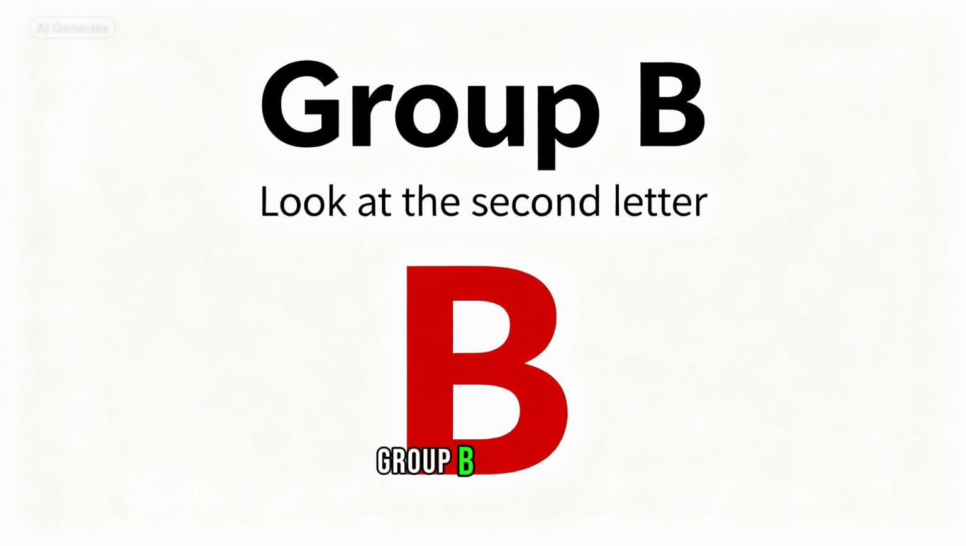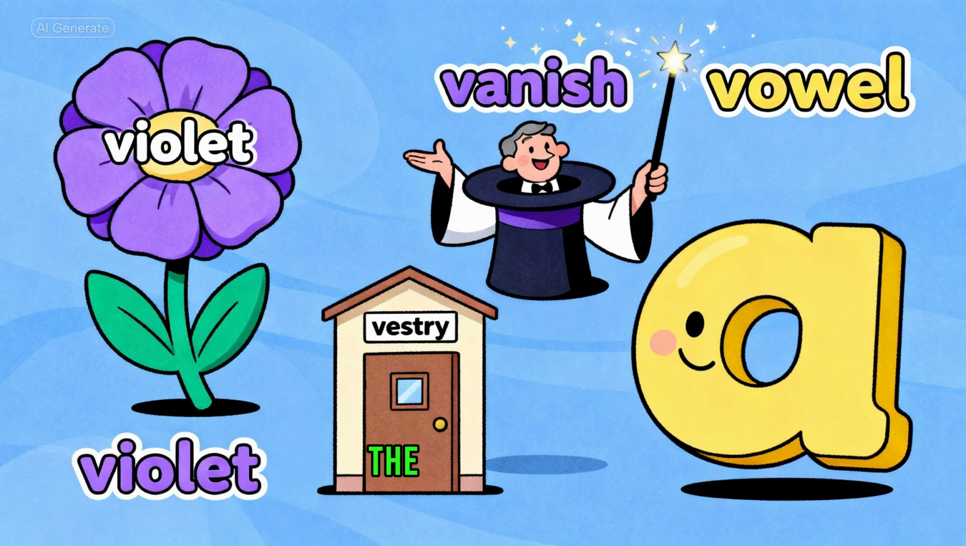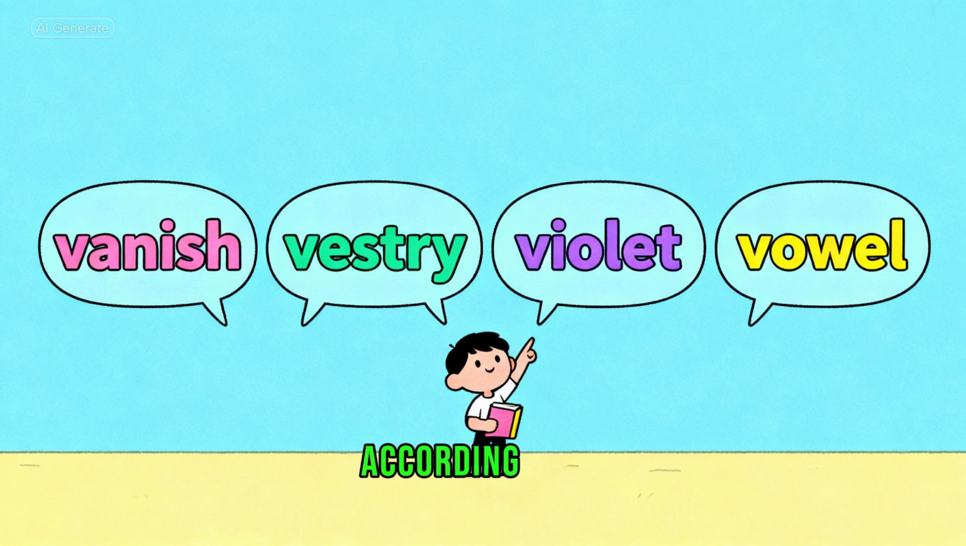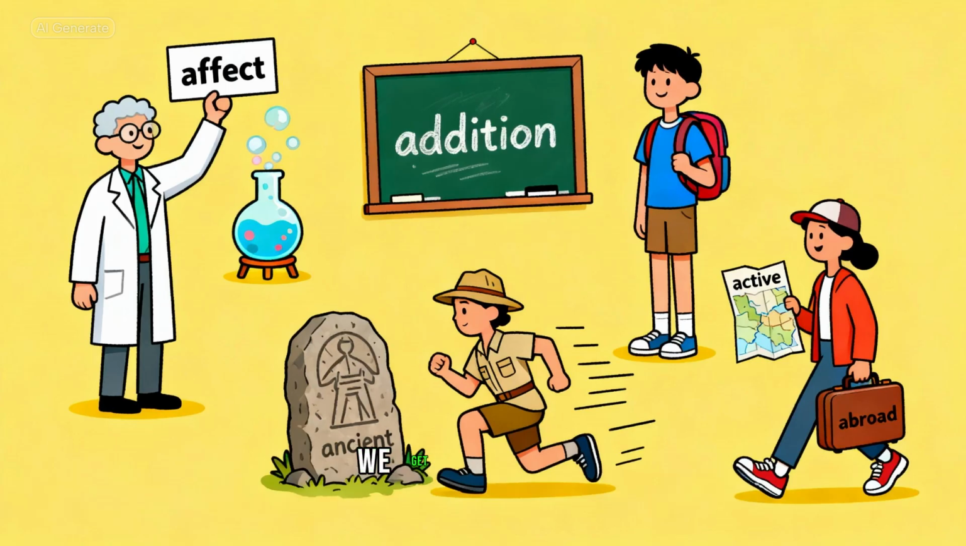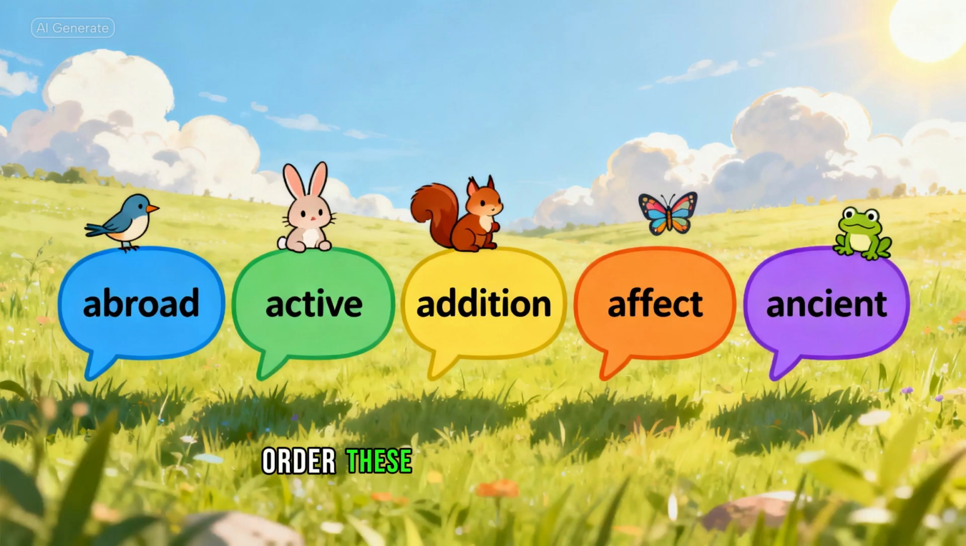Group B. Look at the second letter. In number 4, we get the words violet, vanish, vestry, vowel. According to the alphabetical order, these words will be vanish, vestry, violet, vowel. In number 5, we get the words effect, addition, ancient, active, abroad. According to the alphabetical order, these words will be abroad, active, addition, ancient, effect.